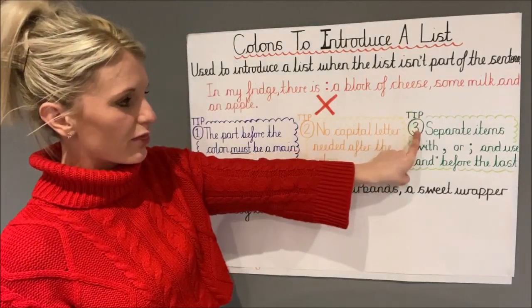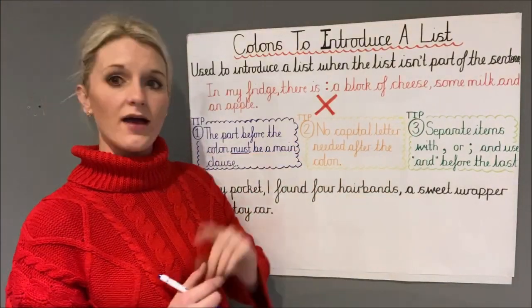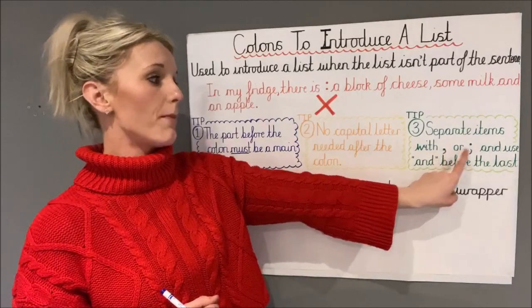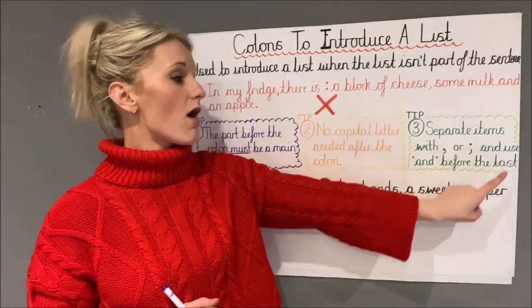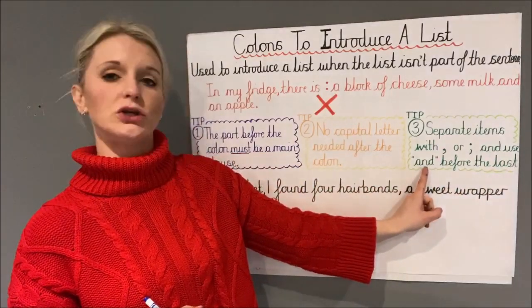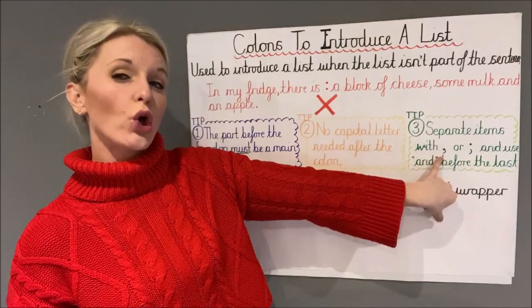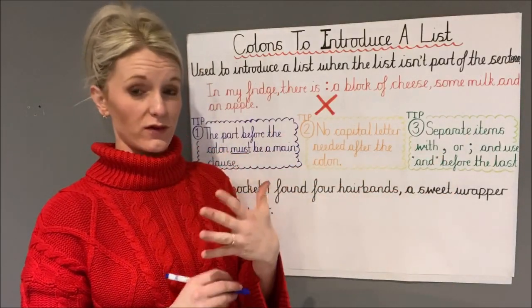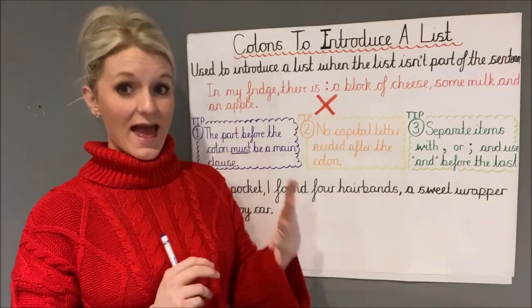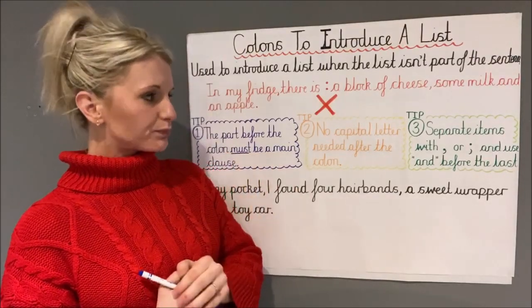And then tip 3, the items in your list need to be separated from each other and you can use either a comma or a semicolon. And before the last item in the list, there should be the word and. Okay, now you should use commas in your list if you've got shorter items like the name of a person. So if it just said Emma or Simon, you might use a comma in between those.